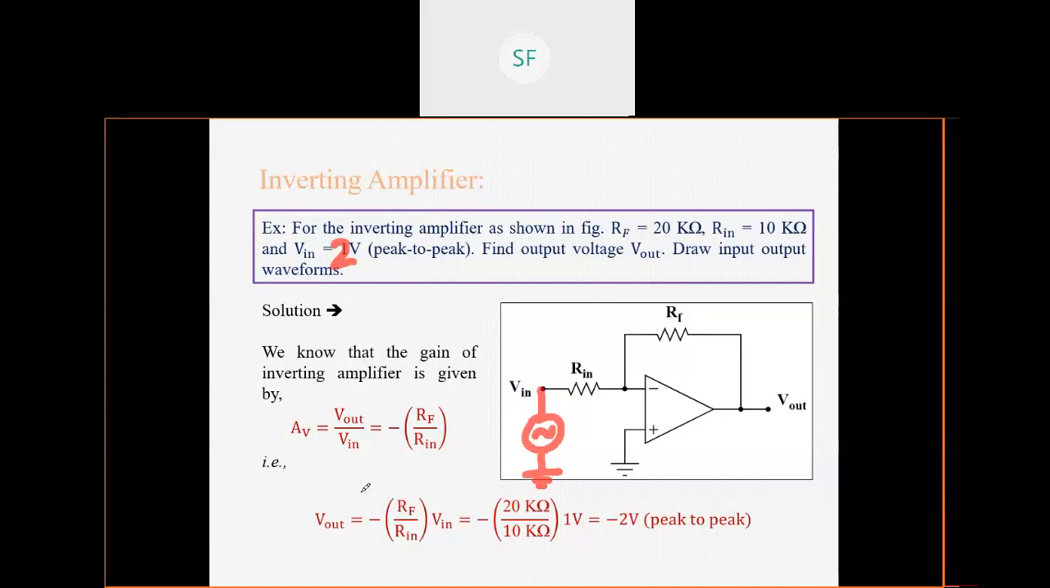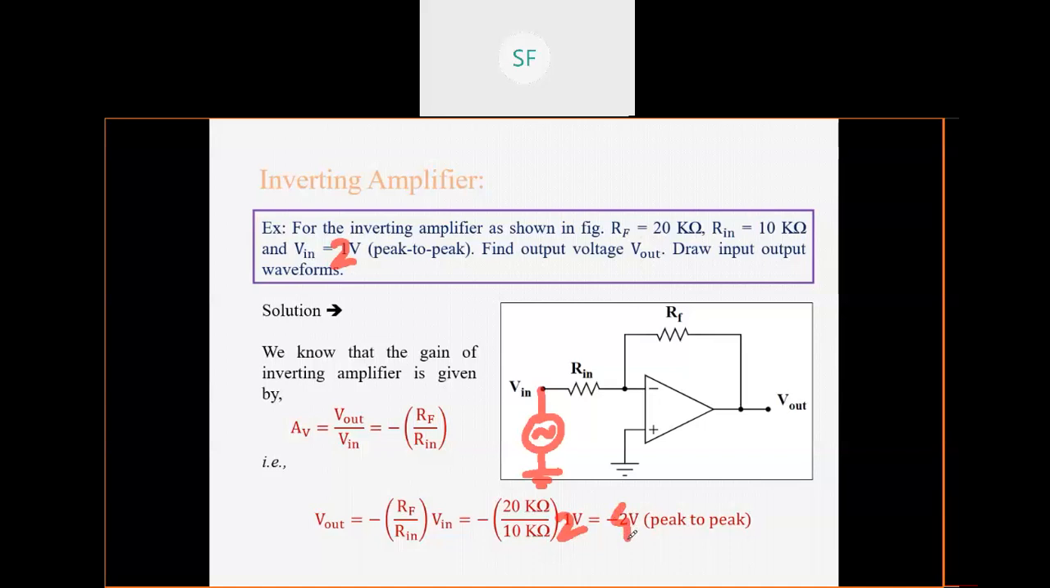Now you have to just put the values in this equation. RF is given as 20 kilo ohm, so I have put the value. R in is 10 kilo ohm, and V in you have to take here, instead of 1 volt, it is 2 volt. Now you have to do this calculation. So 20 divided by 10 will be 2. 2 multiplied by 2, it will be minus 4.